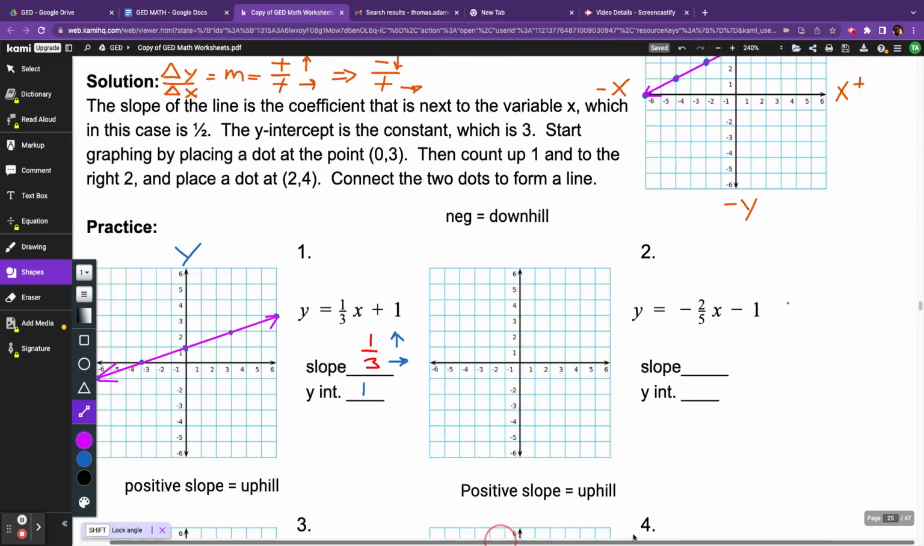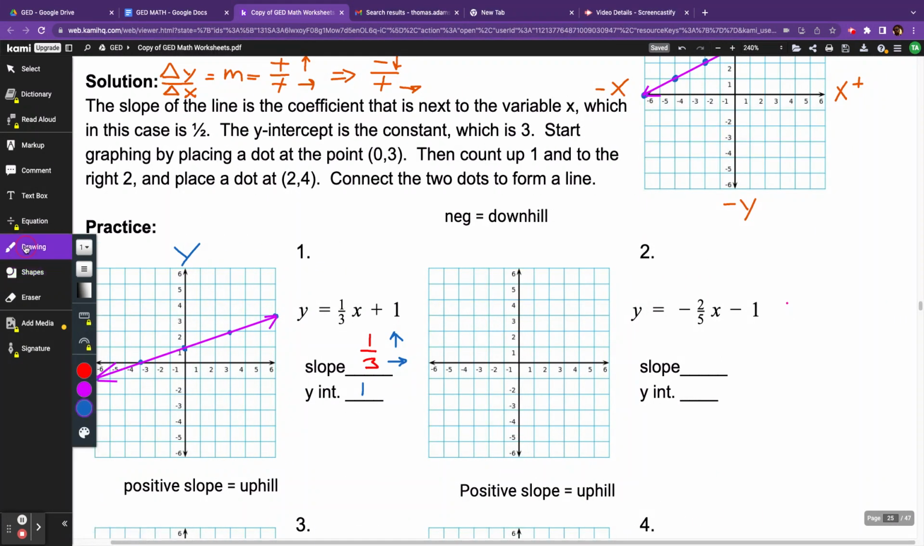Okay, let's do the next one. What do you think the slope is here? Negative 2x. I mean, negative 2 over 5. Mm-hmm. And what's the y-intercept? Negative 1. Yeah, don't forget that negative sign, right?